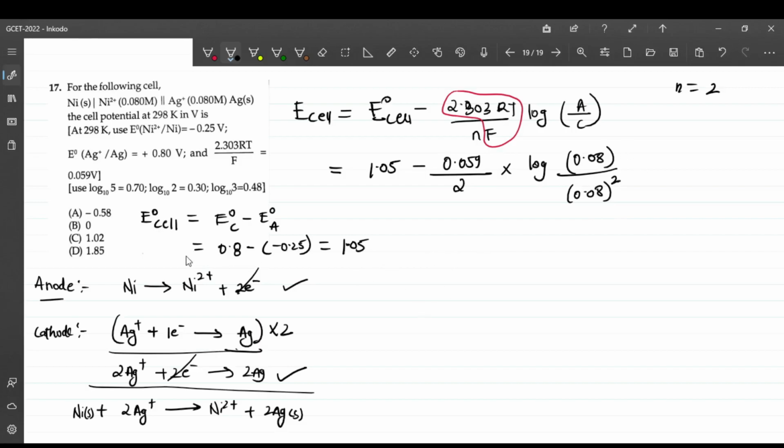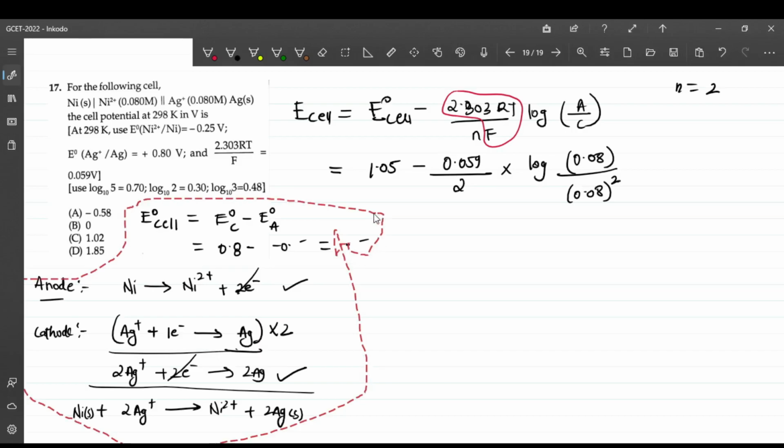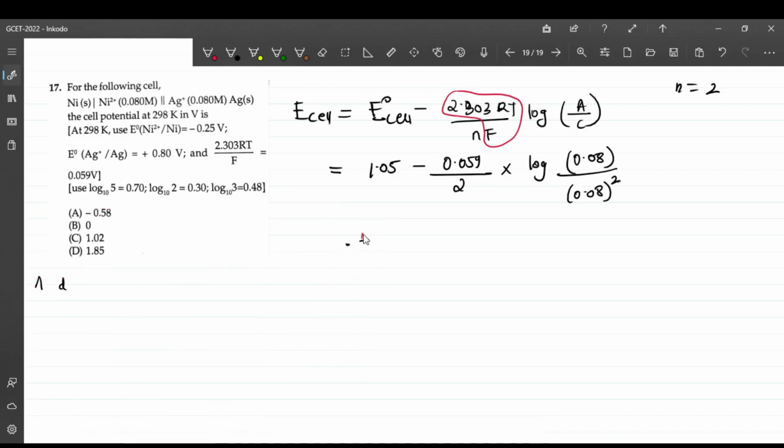So further solving this, I'll clean this part, you can take a screenshot of this. So from here you need to solve this 1.05 minus 0.059 upon 2. Now how to solve this, how to get rid of this? Okay, so what will remain over here is one of the 0.08 will remain, right? So it will be log of 1 upon 0.08, right? So you really don't need a logarithm table, I'll tell you this. You can directly solve without a logarithm table.